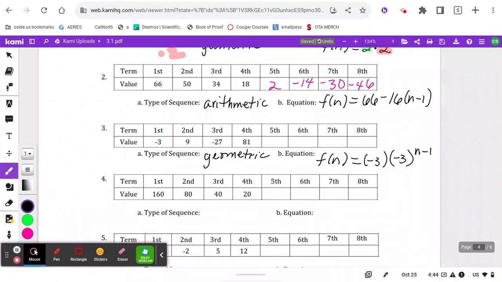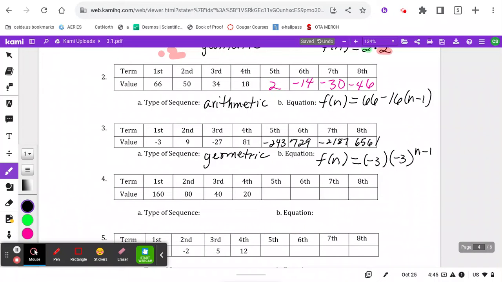So 81 times -3, we've got the negative appearing again. This one's going to be positive, this one's going to be negative, this one's going to be positive. Times -3 again, times -3 again, times -3 again.